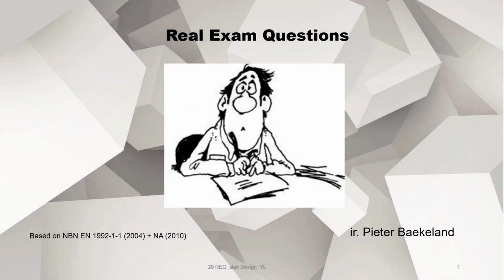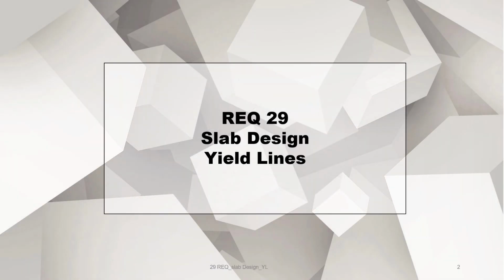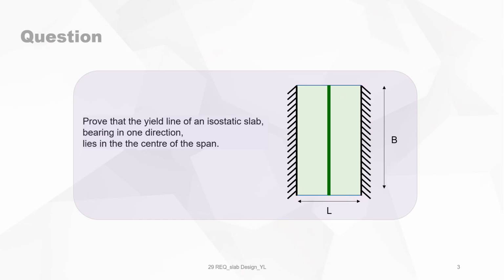Real exam questions. This is question 29. It's about slab design with the use of yield lines. Prove that the yield line of an isostatic slab bearing in one direction lies in the center of the span.